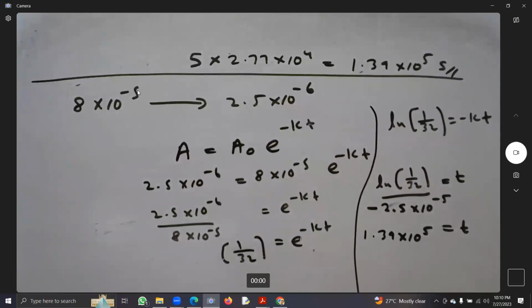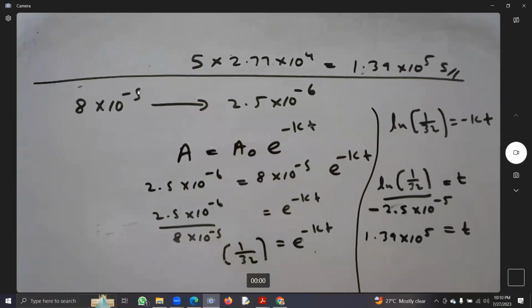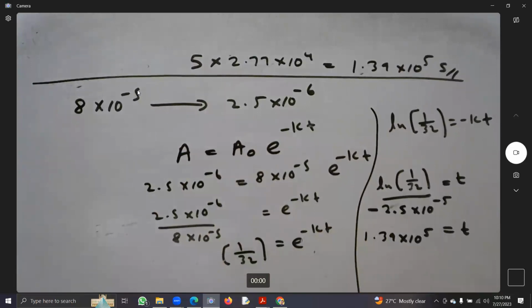So that is the A2 equation method. Now, in A2 we can also use the half-life method. This is chemistry now. Most of your chemistry teachers will do it like that. They won't use this. They'll get a headache or a heart attack with this. But okay, then we'll finish for the day.